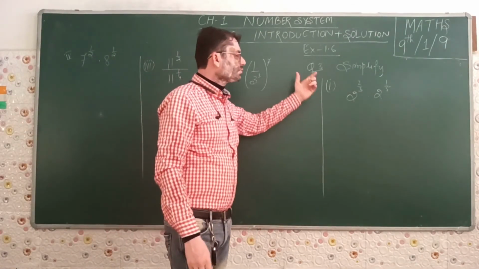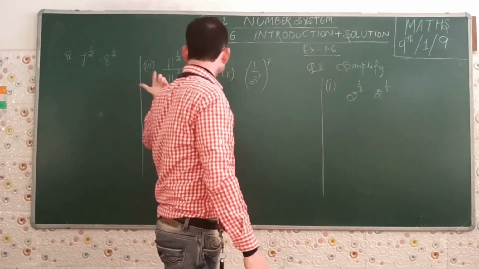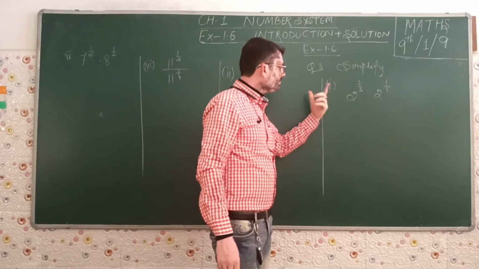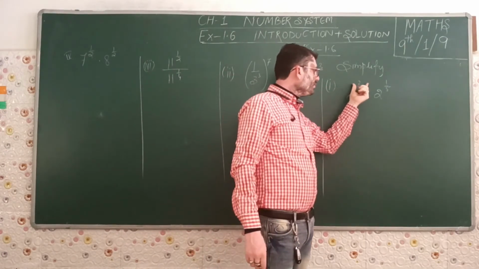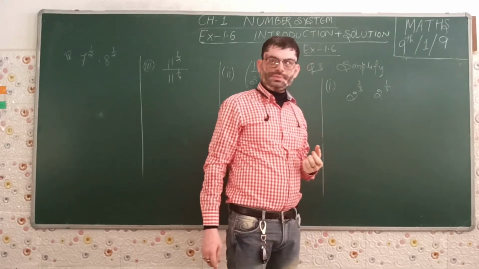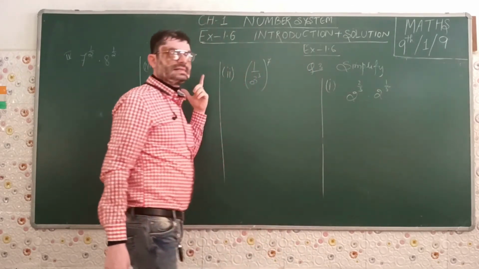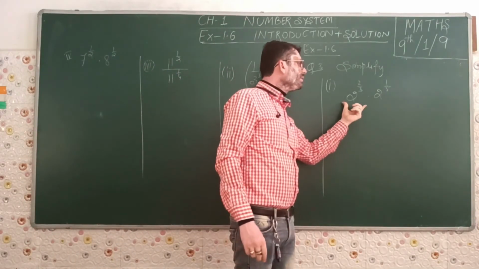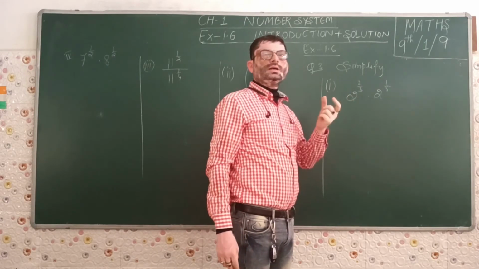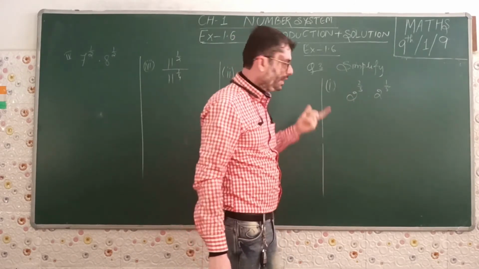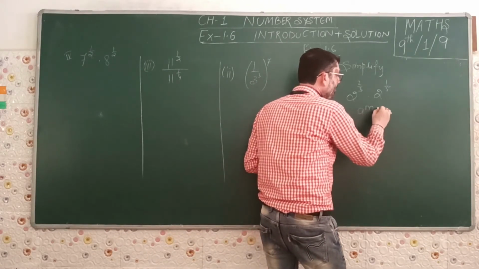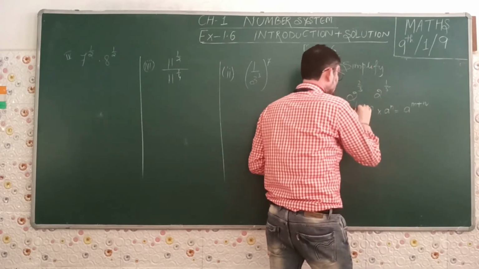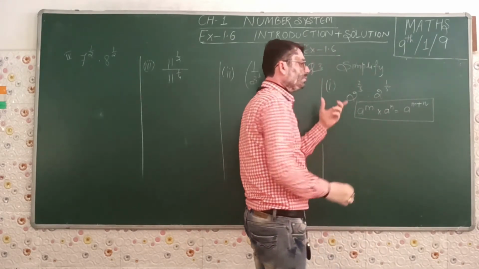Number 3, the last question of the exercise, which has 4 bits, and we need to simplify each. So let us simplify the first one: 2 to the power 2 by 3 into 2 to the power 1 by 5. We have done these types of questions in examples also. We will have to use laws of exponents to solve it. Here, if you observe, the base is the same and the powers are different. So which law of exponents should we apply? We should apply a to the power m into a to the power n is equal to a to the power m plus n. This is the law applicable here.